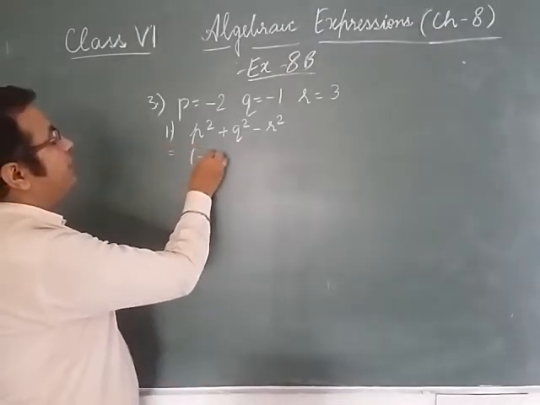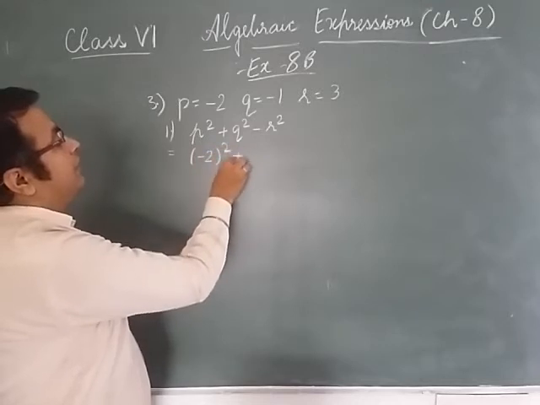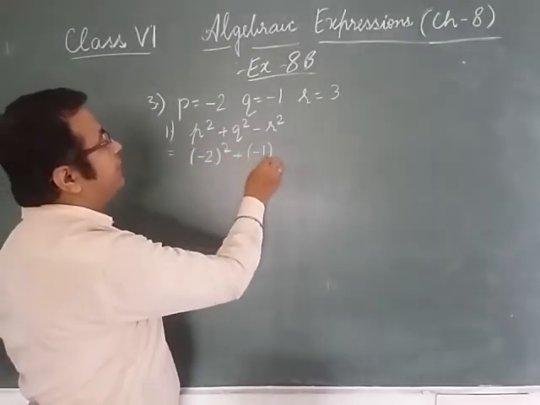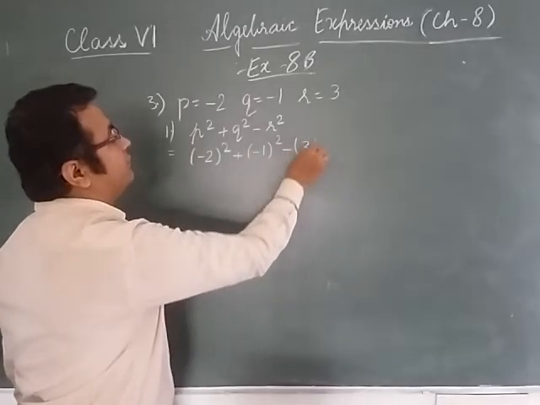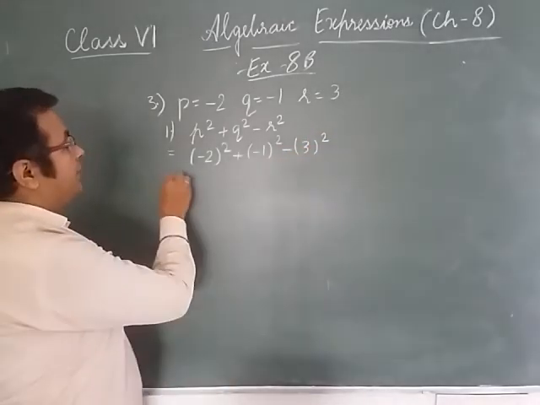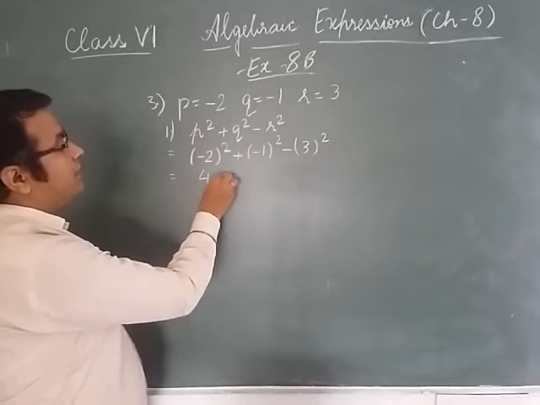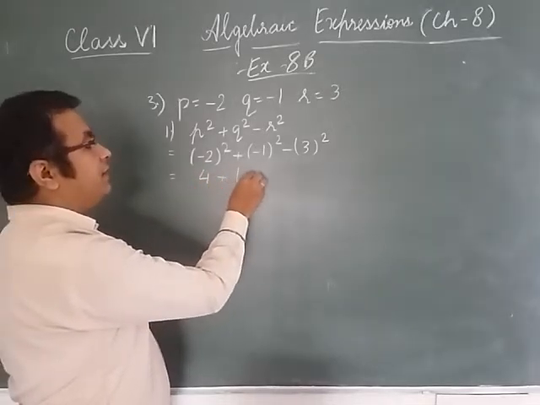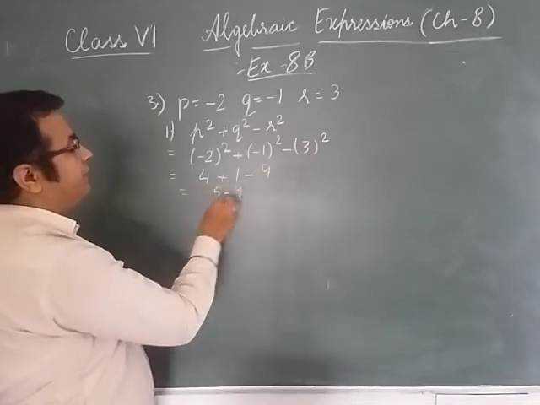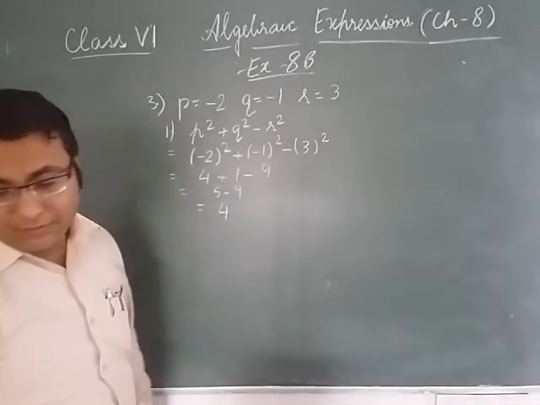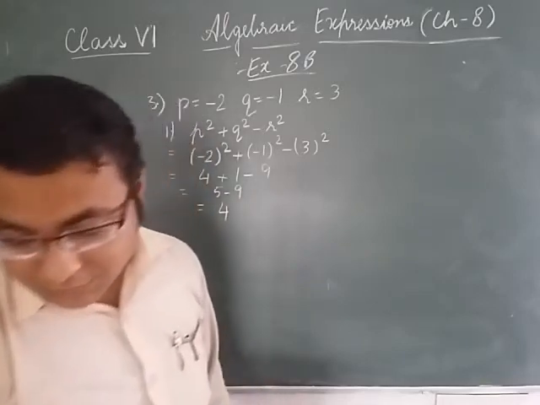P square means minus 2 whole square, Q square means minus 1 whole square and R square means 3 whole square. So minus 2 square is 4, minus 1 square is 1 only and 3 square is 9. So 5 minus 9, which is minus 4. Okay. Now let us take one more part of this question.